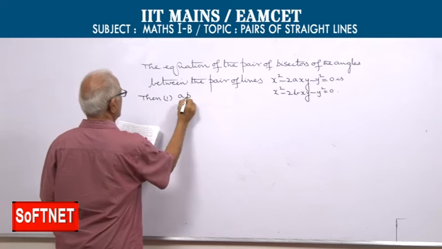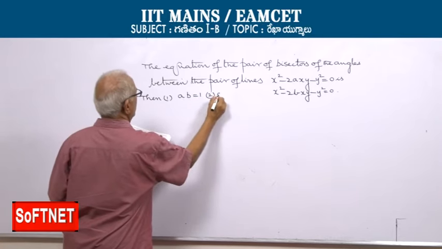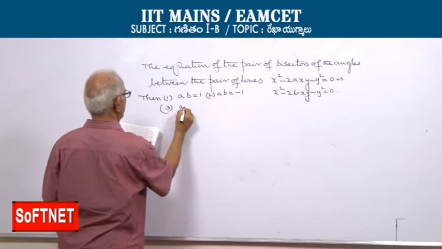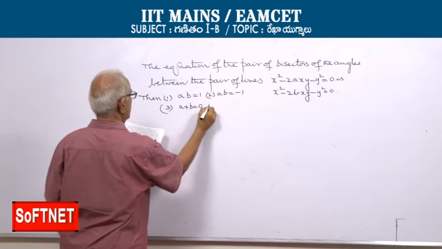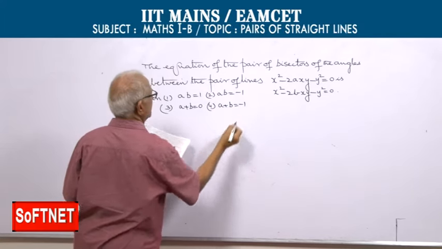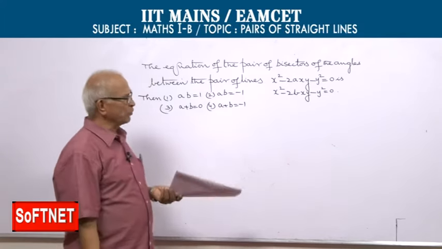Then what is the relation between a and b? AB equal to 1, AB equal to minus 1, A plus B equal to 0, and A plus B equal to minus 1. Which of the options? A straight question once again.